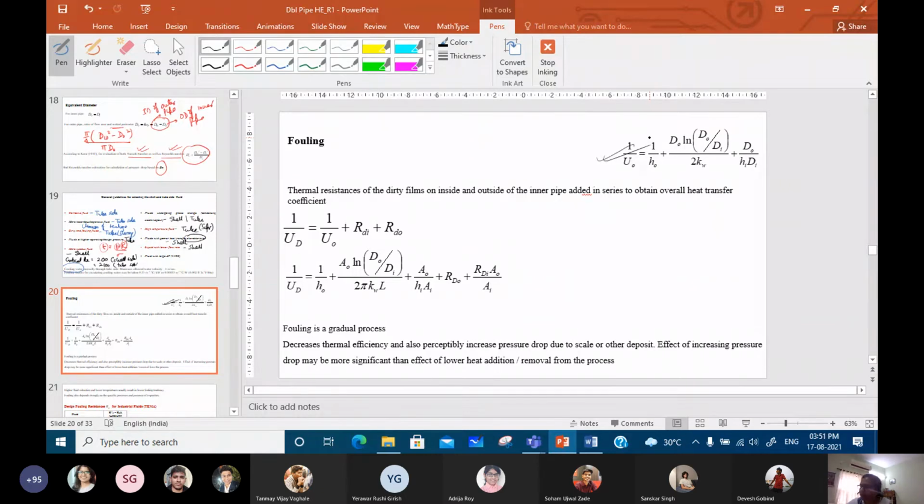Why? Because there are some additional resistances. Because there has been a layer of deposition or fouling or corrosion. So for fouling purposes, your UO comes down, and so with the heat exchanger area that you have, it will be more and more difficult to reach the heat duty or to reach the terminal temperatures that you desire. So what to do for this?